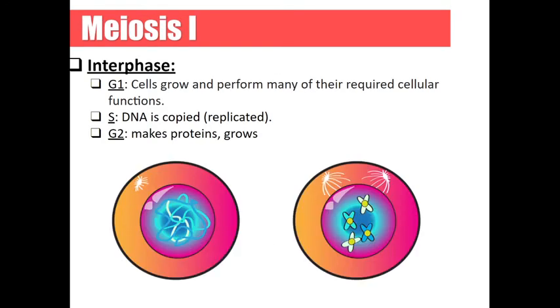So during meiosis 1, we have interphase. The G1 part of interphase is when cells will grow and perform many of their required cellular functions. And we already know that during S phase, DNA is copied or replicated. Now, in the G2 part of interphase, that is when proteins are made and they grow.